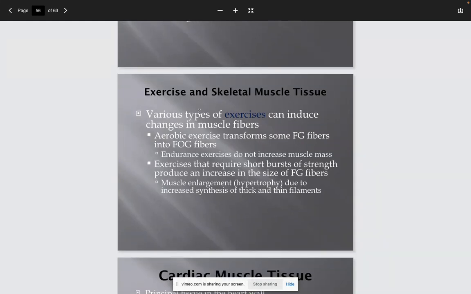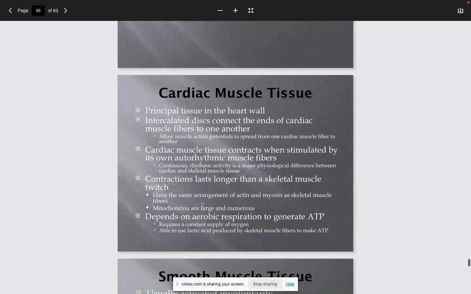So, various types of exercises can induce changes in muscle fibers. Aerobic exercise transforms some fast glycolytic into fast oxidative glycolytic fibers. Endurance exercises do not increase muscle mass. Cardiac muscle tissue. I said that I was going to test you on the same things that I tested you previously. This is the principal tissue in the heart wall. Okay, they have the presence of intercalated discs, which are going to connect the cardiac muscle fibers. So these allow muscle action potentials to transfer from one cardiac muscle to another.